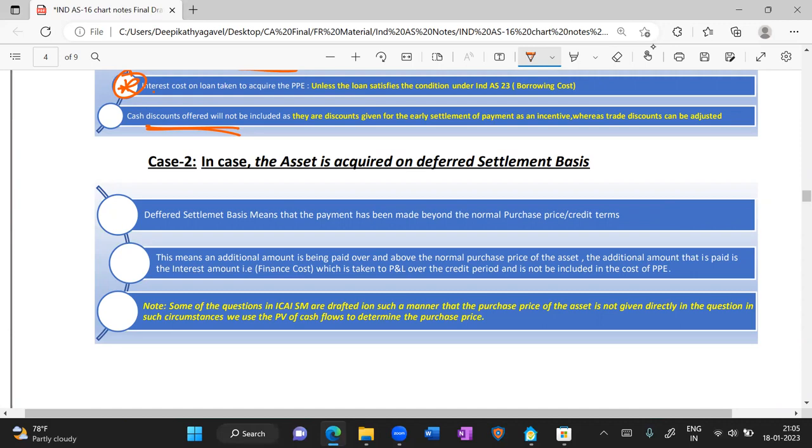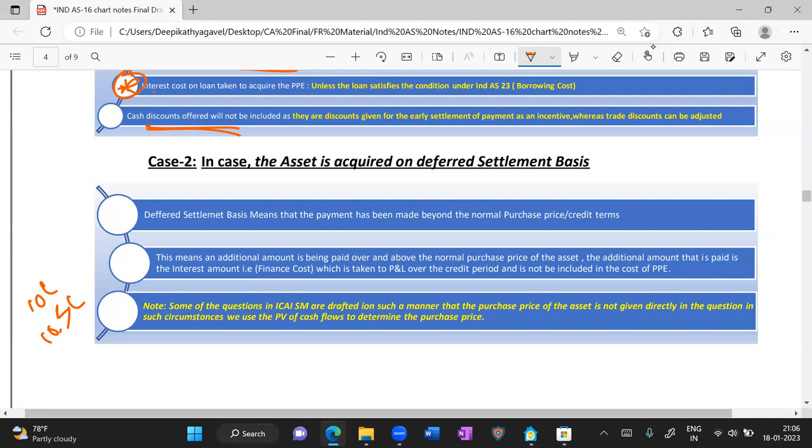So that 50,000 that you're paying extra is basically your interest cost. It is interest for the delayed payment that you're making. So that is not part of the cost of the PPE. That is not the normal purchase price of the PPE. What was the normal purchase price? 10 lakhs. But you said that you will make a deferred payment. So he said, okay, make the payment after 1 month, but you need to pay 10.5 lakhs. So that 0.5 lakhs is basically your interest bit. Ideally, it should be taken to your P&L. It's your finance cost.